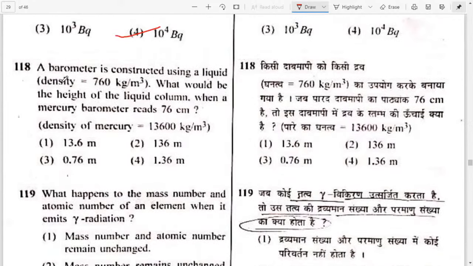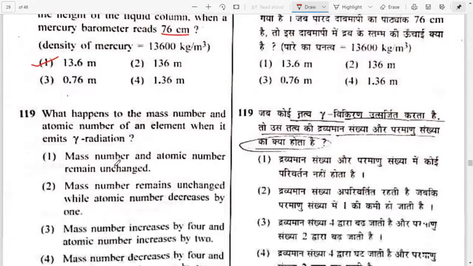Next, question number 118. A barometer is constructed using a liquid of density 760 kilograms per meter cube. What would be the height of the liquid column when a mercury barometer reads 76 centimeters? The density of mercury is 13600 kilograms per meter cube. So it is going to be 13.6 meters. So option number 1 is the correct option, students.